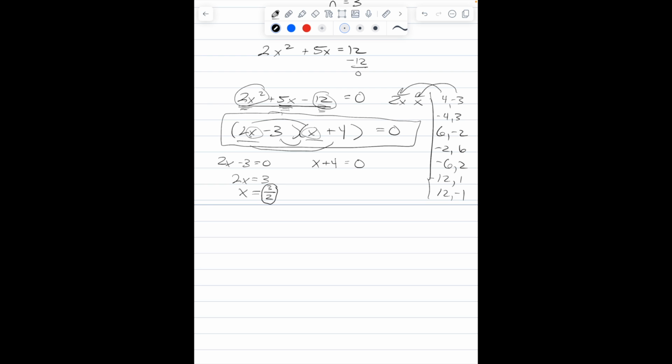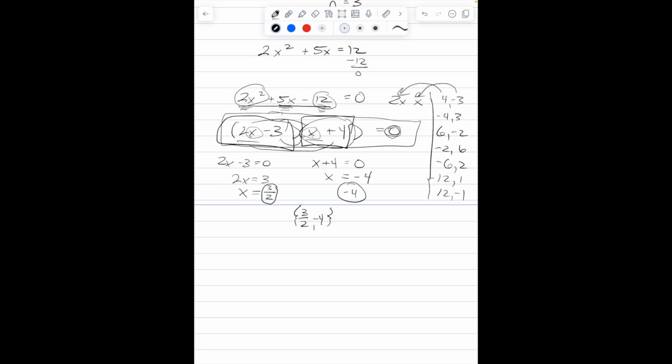X equals 3 halves. Over here, I've got to find out what x would have to be to make this binomial factor 0. I have to subtract 4 from both sides. Well, that's pretty clean. Negative 4. So the solution set for this one is 3 halves or negative 4. If x is equal to 3 halves, then the first binomial term would be 0. If x is equal to negative 4, then the second term would be 0. If either of them is 0, then it makes the equation true because of the multiplicative property of 0.